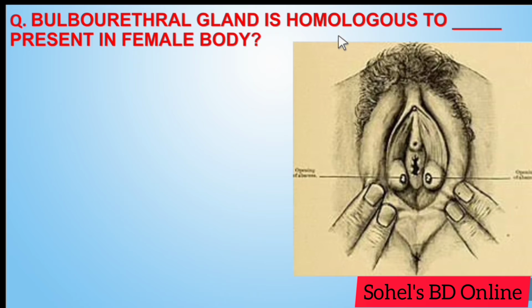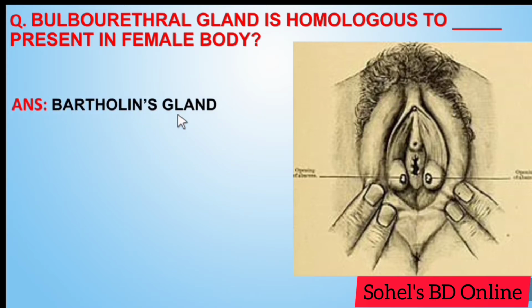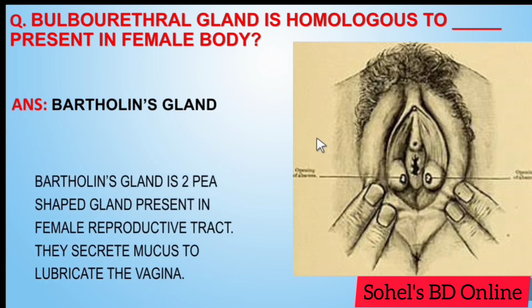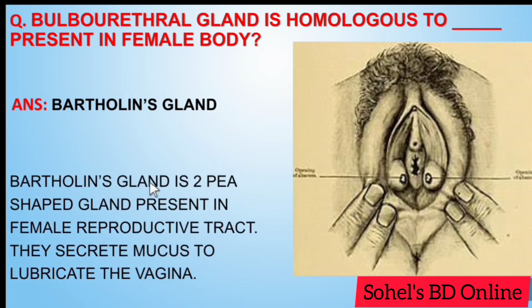Next, bulbourethral gland is homologous to dash present in female bodies. Answer: Bartholin's gland. Bartholin's glands are two pea-shaped glands present in the female reproductive tract. They secrete mucus to lubricate the vagina.